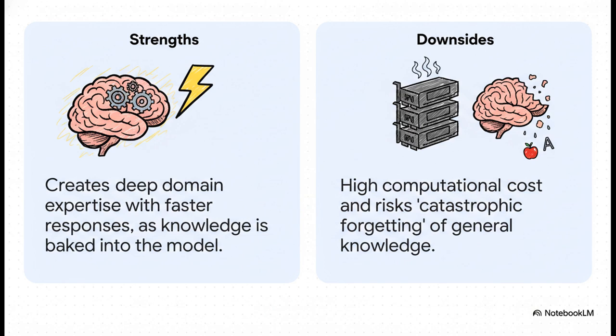The catch? It's a heavy lift. You need tons of high-quality examples to train it on, and the training itself needs some serious computer power. Plus, there's this wild risk called catastrophic forgetting, where the model gets so good at its new specialty that it kind of forgets some of the general stuff it used to know.